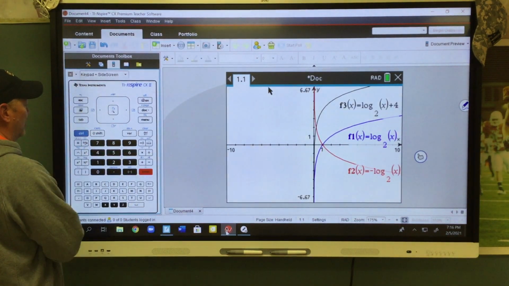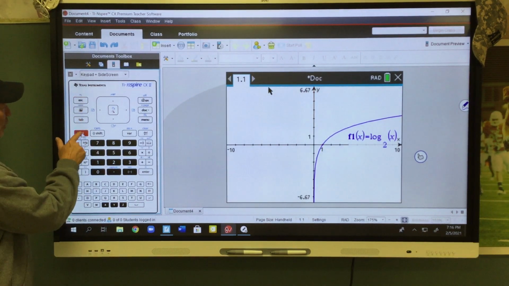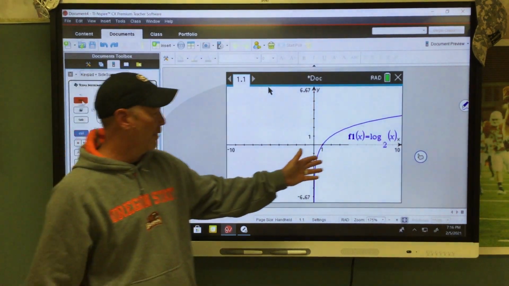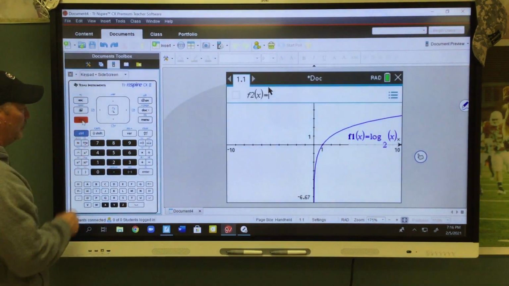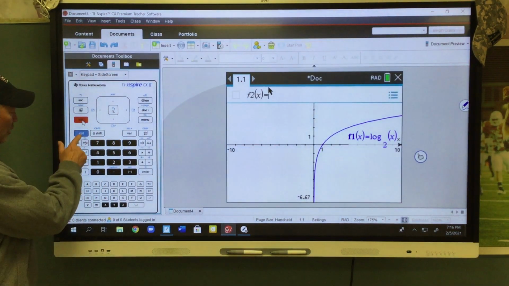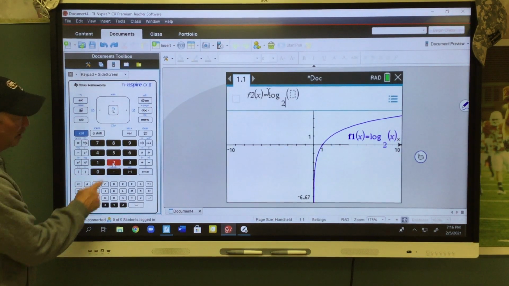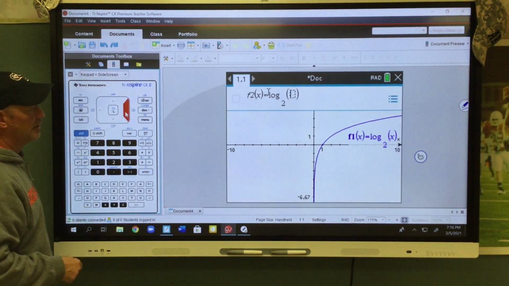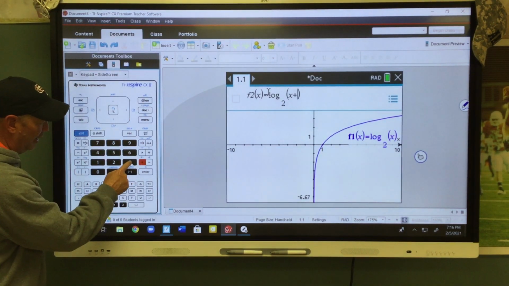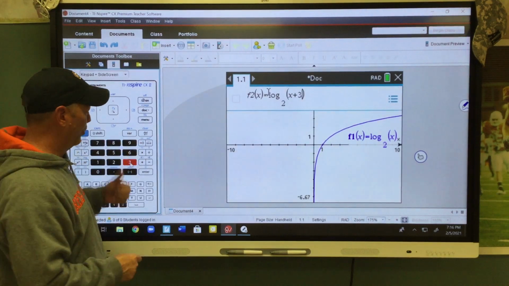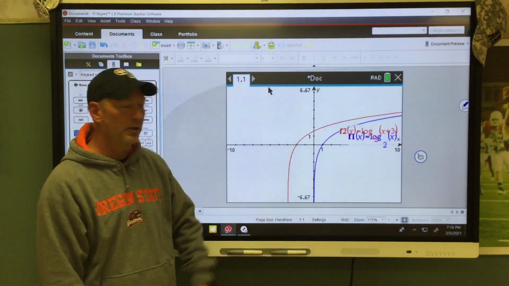Let's clear some of this out. Let's go Control, Escape, Control, Escape, Control, Escape. Now, this is just my first guy, my parent function. So now we're going to go Tab, and we're going to say Control Log Base 2, and we're going to get into the parentheses, and we said we're going to go x plus 3, because we wanted to shift it to the left 3. And that's what happened. 1, 2, 3 units.